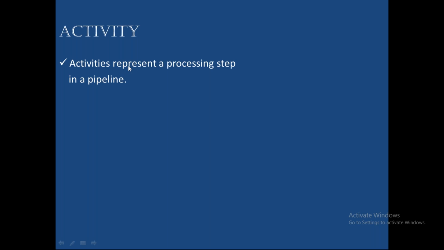Activity. The activities represent a processing step in a pipeline. What is that processing step? For example, I want to copy data from blob storage to data lake storage. I want to execute my Databricks notebook code. I want to execute my machine learning model, since I have my model ready, or I want to execute my Azure Functions code. Otherwise, I may need to call some APIs to send a notification. All these are processes.